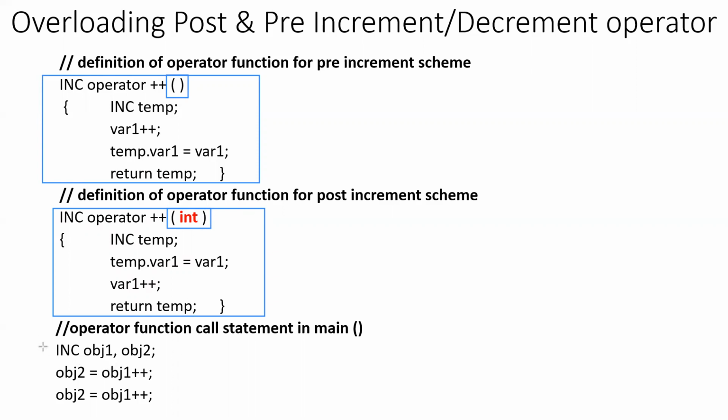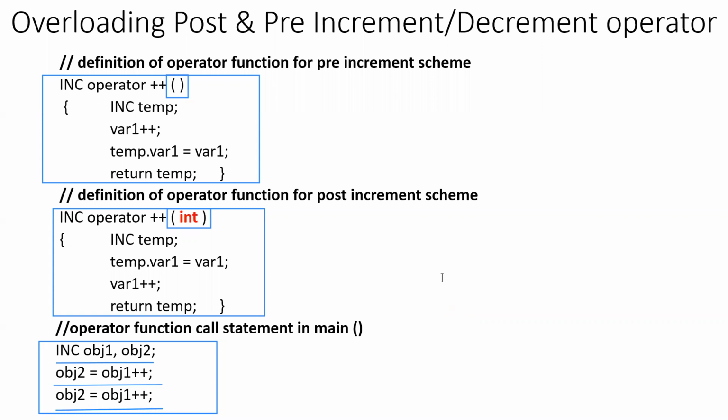Now again, let's go to the three statements inside the main function. The first statement, as you can see here, is used to create the two objects of the inc class. And then you have two statements written at the bottom. Object 2 is equal to obj plus plus, and object 2 is equal to obj plus plus. In both the cases, we have called the post increment function. So which definition will be executed? The definition with the int keyword will be executed both times.